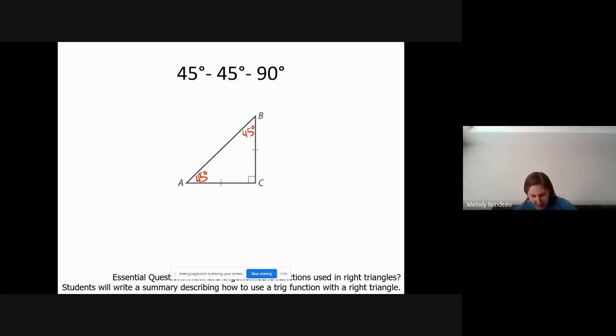This one I call the Zach and Cody triangle from The Sweet Life of Zach and Cody, because they're twinsies. So with the 45, 45, 90 triangle, you have one of the twins. My pen's being a little bit slow today. I don't know why it's being funny.